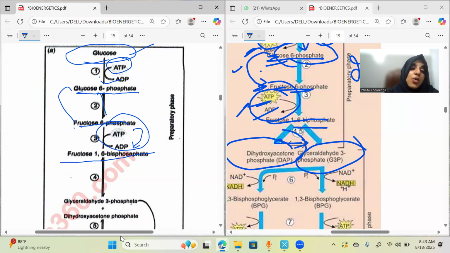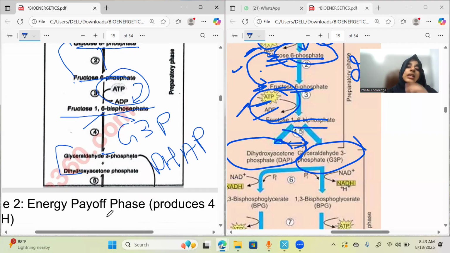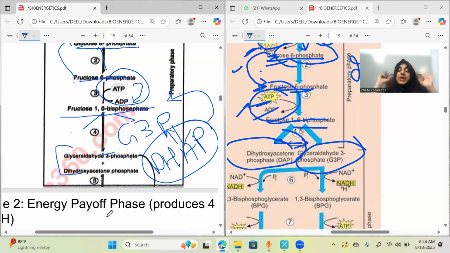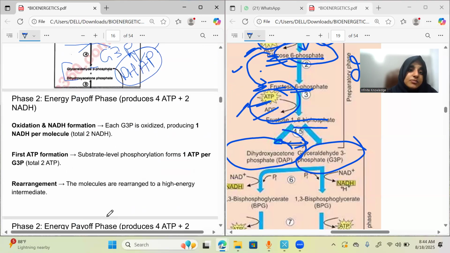Now this fructose 6-phosphate again takes 1 ATP, which is converted into ADP, and it produces fructose 1,6 bisphosphate. Okay, now this fructose 1,6 bisphosphate breaks down, there's a cleavage, it produces glyceraldehyde 3-phosphate, G3P, and dihydroxyacetone phosphate, DHAP, which are interconverted into one another. This DHAP is converted into G3P. So this was the preparatory or the energy investment phase of glycolysis. I hope this is clear. Now we are starting the energy payoff phase. Okay.